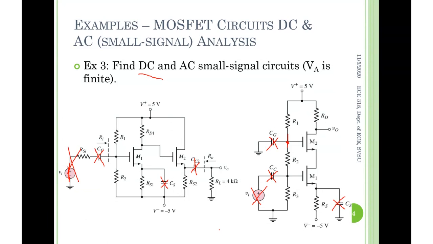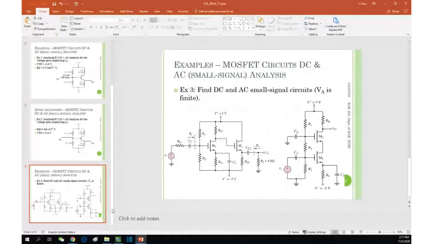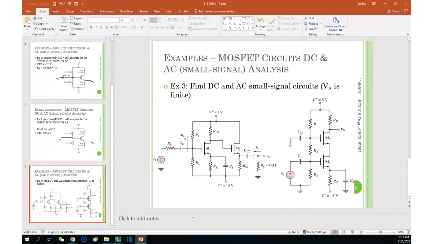DC circuit. I'll give you 5 minutes, try to find the AC small signal circuit. Let's say the first one. If you have time, you can go ahead for a second one too. So go ahead for the small signal circuit for these two. Give you guys 5 to 6 minutes, should be enough. Find the circuit, okay? We are not doing analysis. We are doing circuit. We only find the circuit.